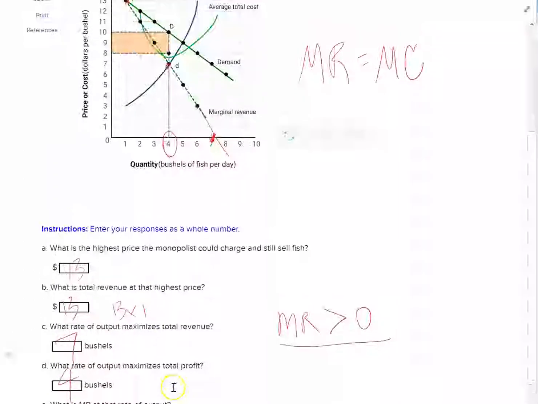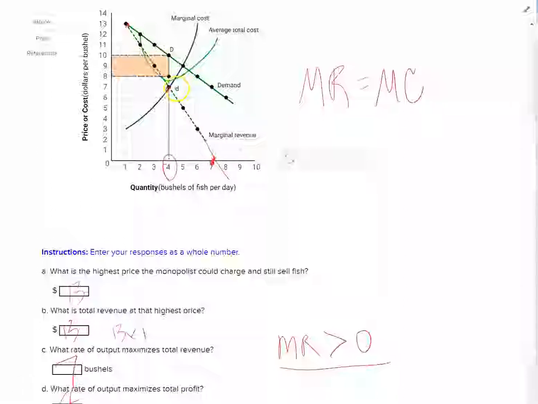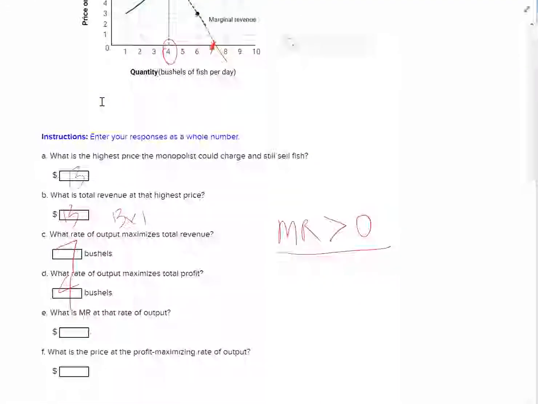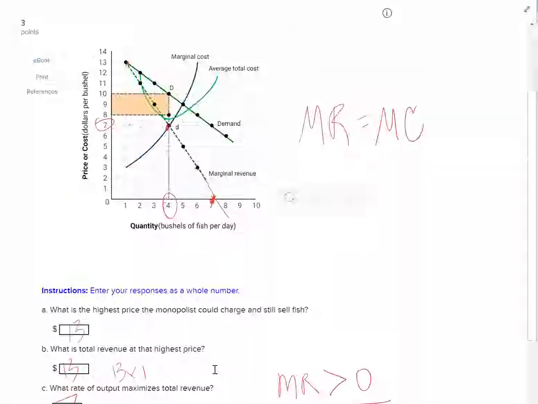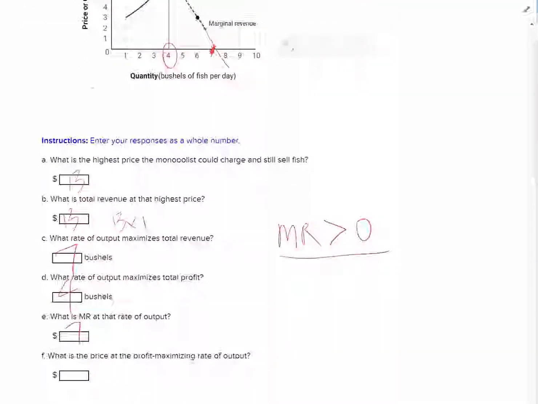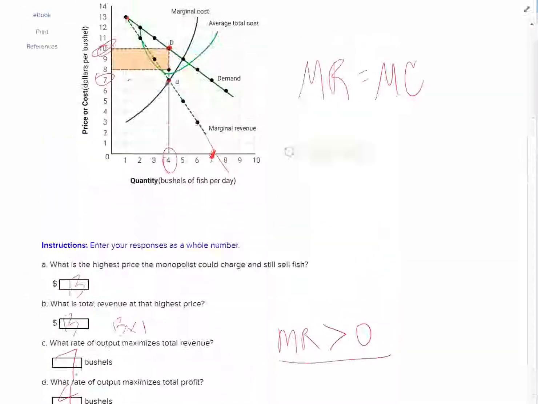And what's marginal revenue at that rate of output? Well, we can see that pretty easily. It is $7. And the price at the profit maximizing rate of output. And then this you're going to carry up to the demand curve, and that's the price that the monopolist will charge. They will charge what the market will bear. So in this case, if 4 units are produced, the market is willing to buy only 4 units. And they're willing to pay $10 for those 4 units. So the price is at that demand curve.